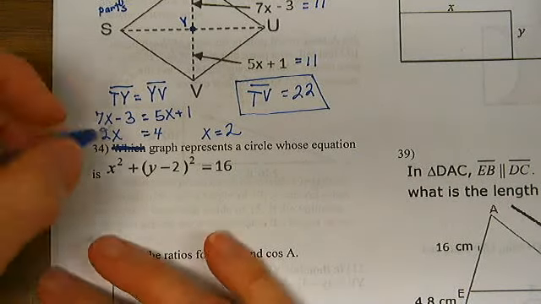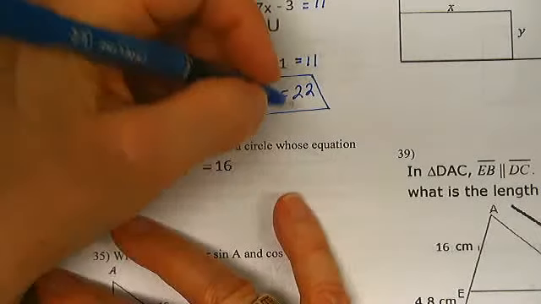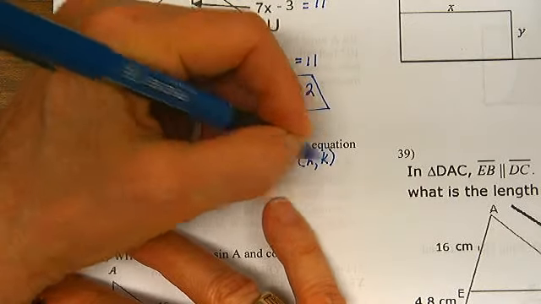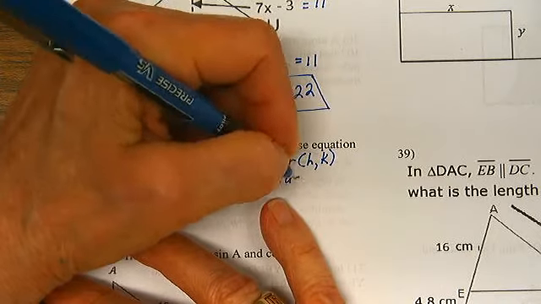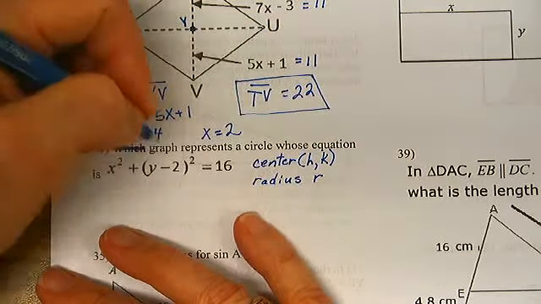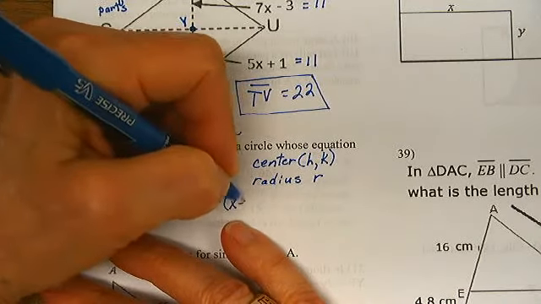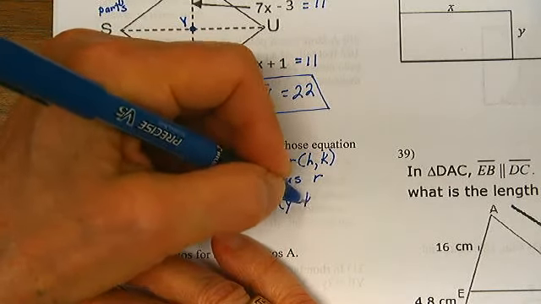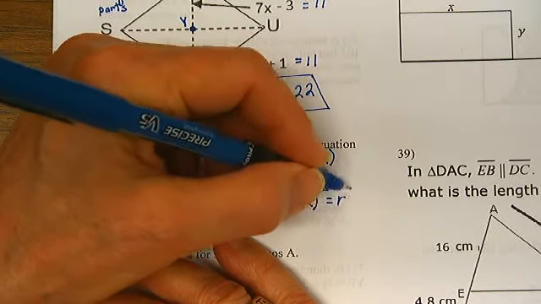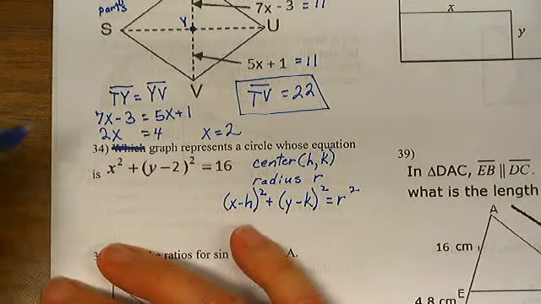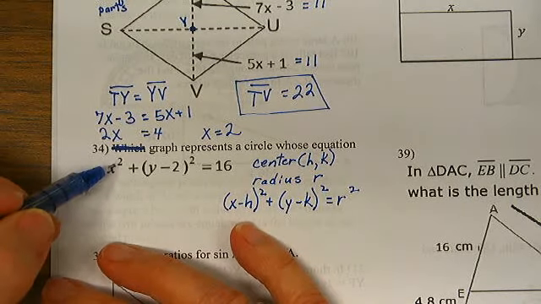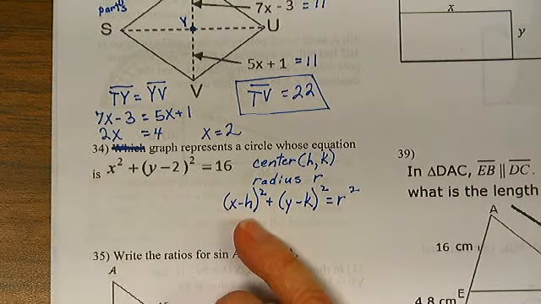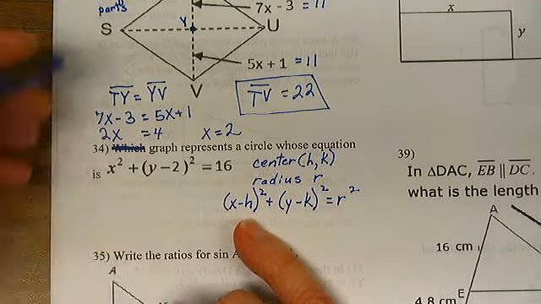We know that the equation of a circle with center (h, k) and radius r, the equation of that circle is (x minus h) squared plus (y minus k) squared equals r squared. But here we just have x squared. What does that mean? Because the equation should be (x minus h) squared. That means h is equal to 0.